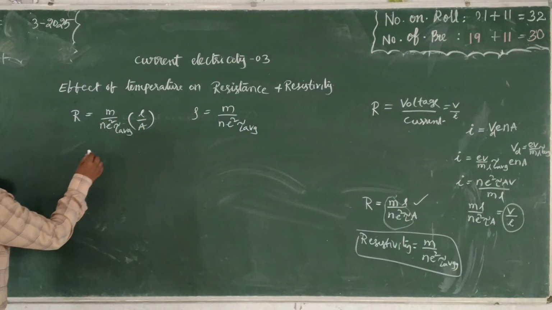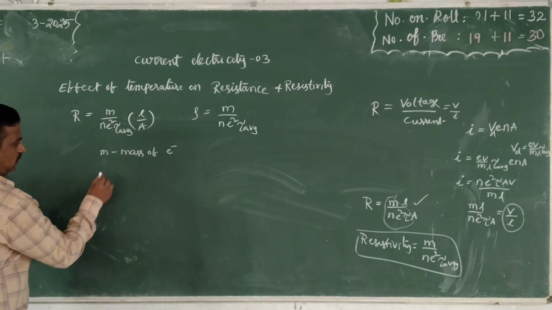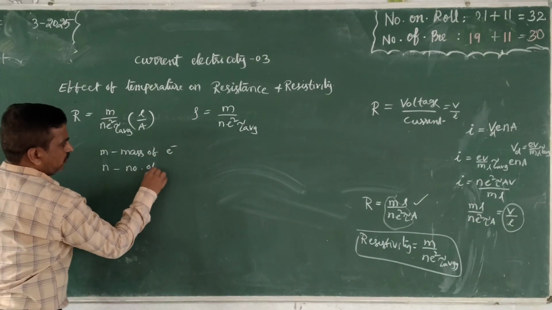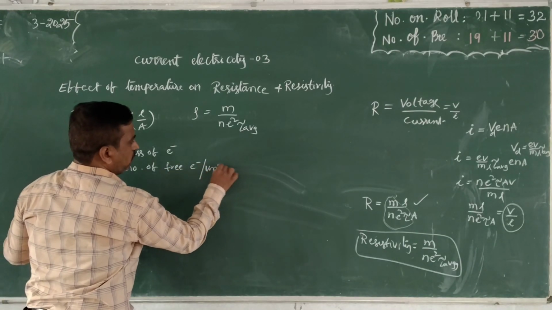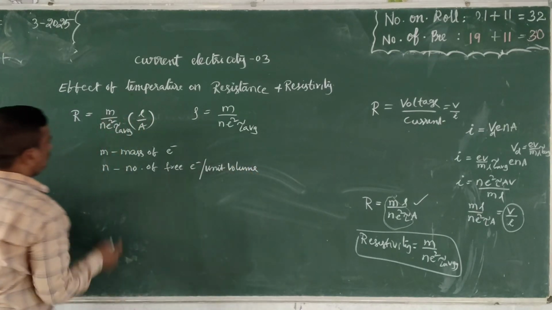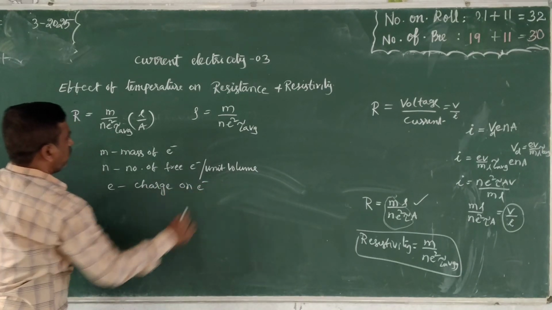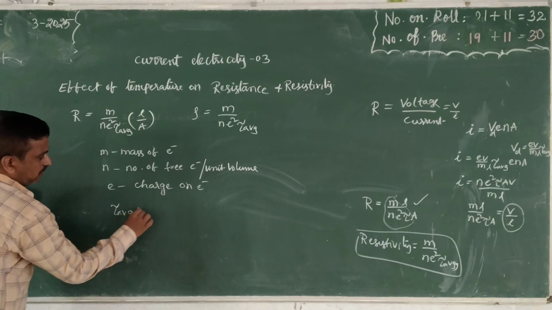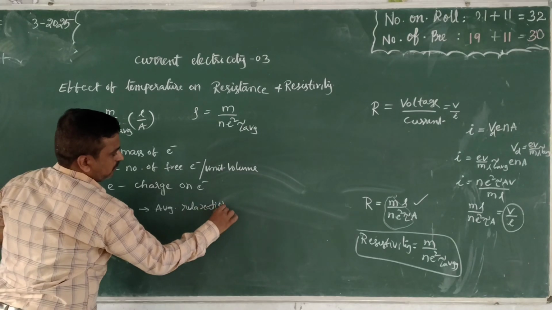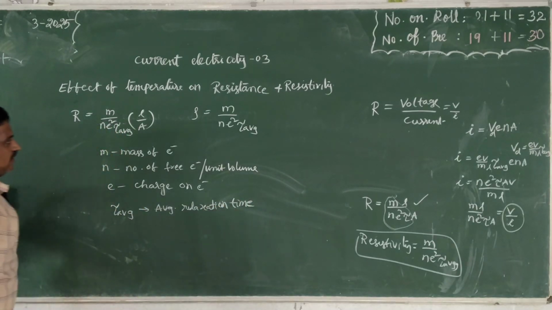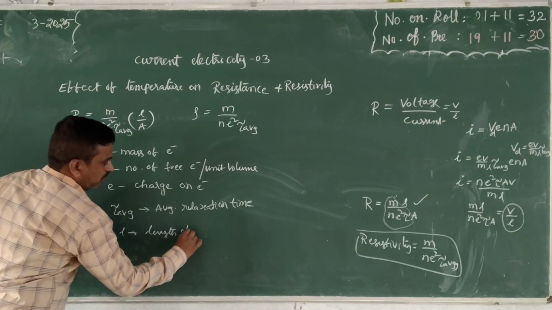See here, in this one, m equals the mass of electron. n means the number of free charges, means free electrons per unit volume. e means the charge on the electron. Tau average means the average relaxation time.